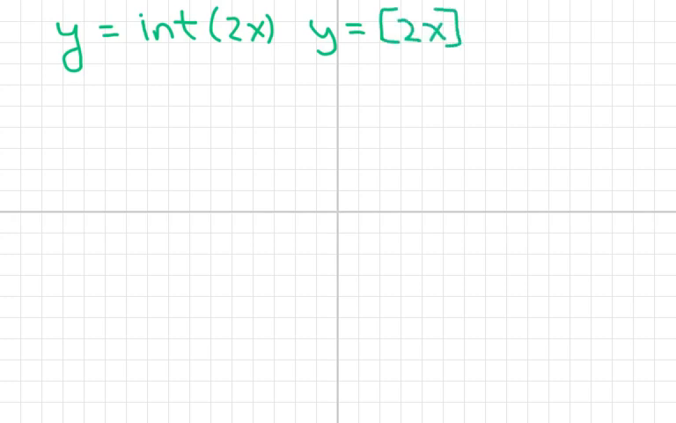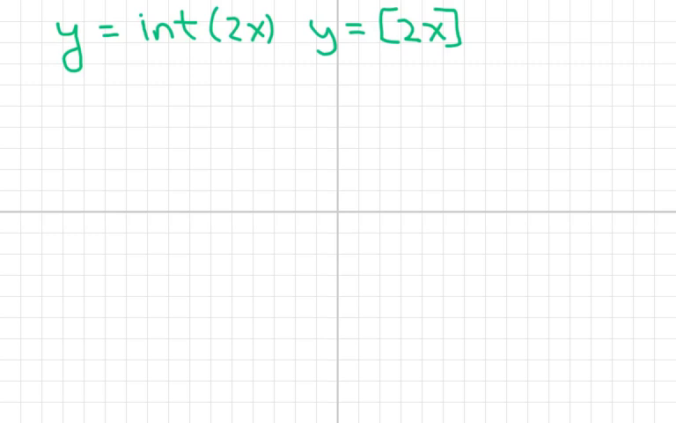The way your book does it, they write it as y equals int of 2x, and I'm not going to do that on your test. I don't think I did that either. I'm going to write it this way. If you see a bracket like this, that means the greatest integer function.